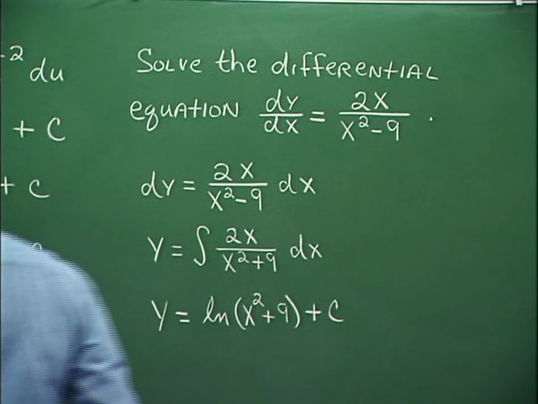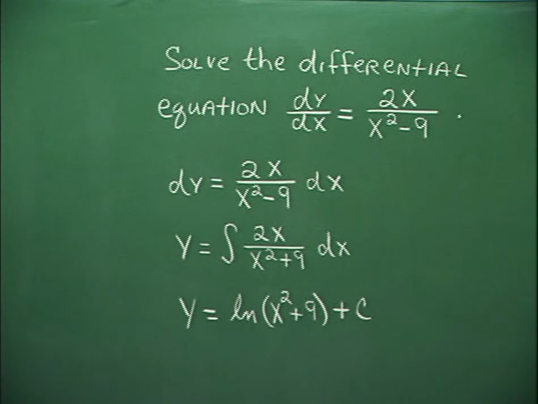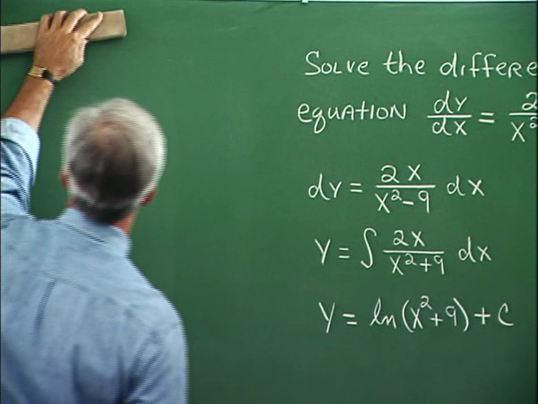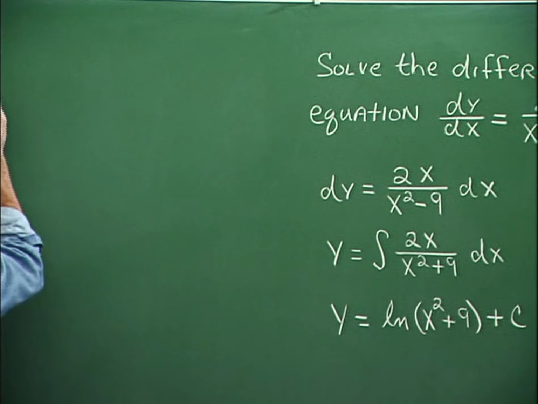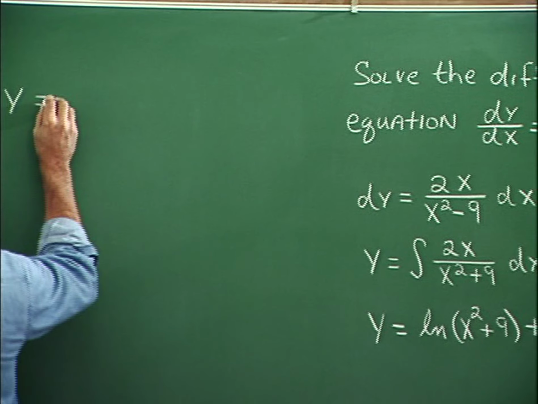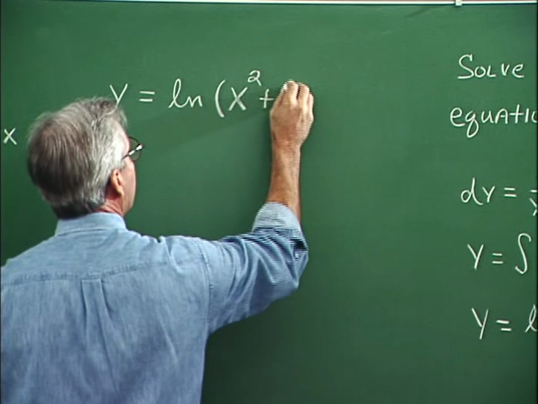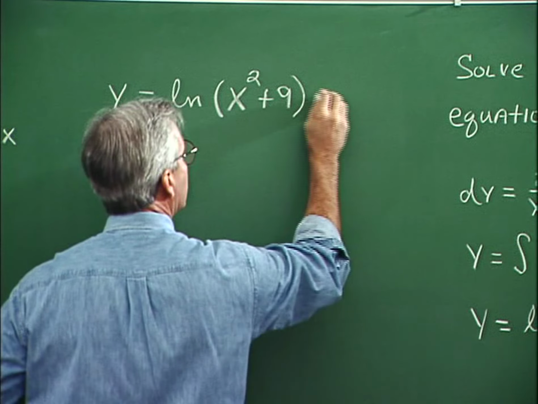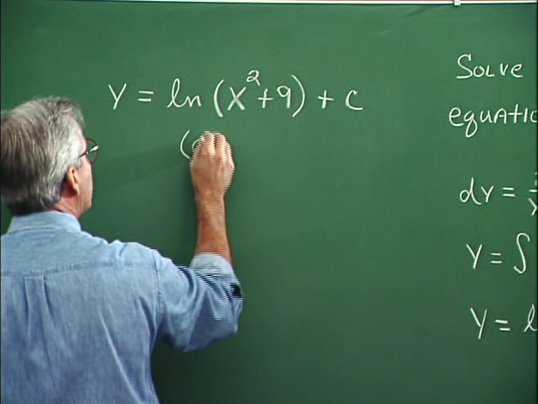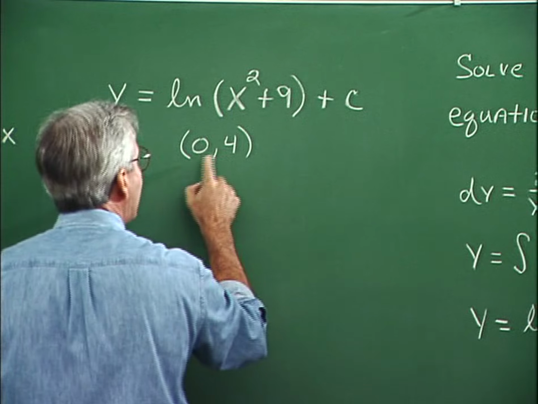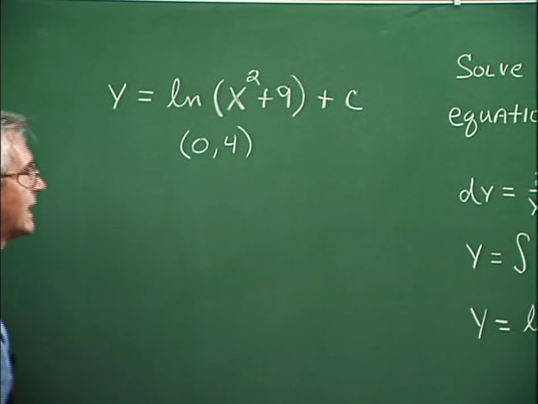Well, we would do this. Let me back up over here. Now here's our rather broad general form. The one that we just calculated is y is ln of x squared plus 9, plus c. And we would like for the graph to go through the point 0, 4. Now, in order for the graph to go through this point, we have to set a specific value for c to cause that to happen.